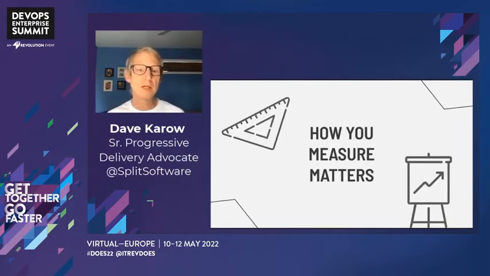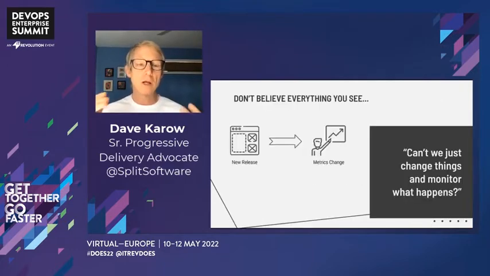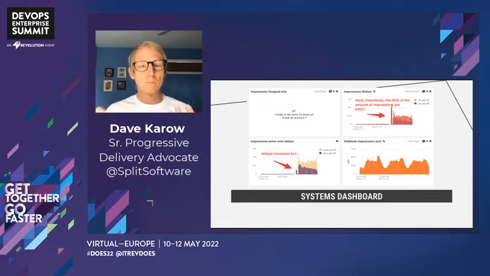So let's get into the meat of the talk, which is how you measure matters. I want to focus on this because it's a stumbling point for a lot of people that are used to traditional charts and graphs, and then you get into a gradual rollout world, and a lot of this breaks down. Your metrics don't really work the same way when you're going out to 5% of your population. Here's a systems dashboard from our own product.